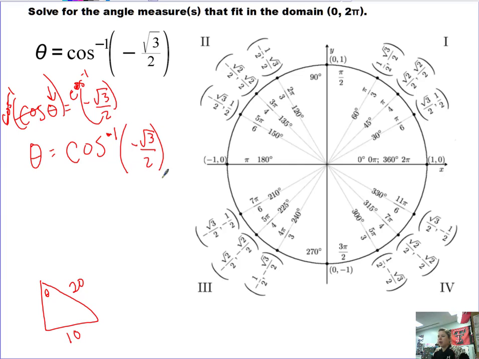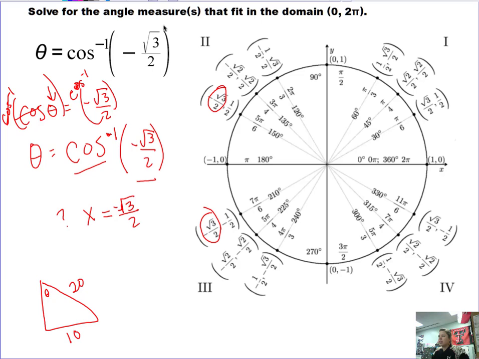And what I'm looking for on my unit circle, when I see inverse cosine and I see negative square root 3 over 2, I think that's the x value. So when is the x value equal to negative square root 3 over 2? I'm looking at my x values. Ooh, here's one. Looking at my x values, ooh, here's another one. So I have two answers: negative square root 3 over 2 and negative square root 3 over 2.